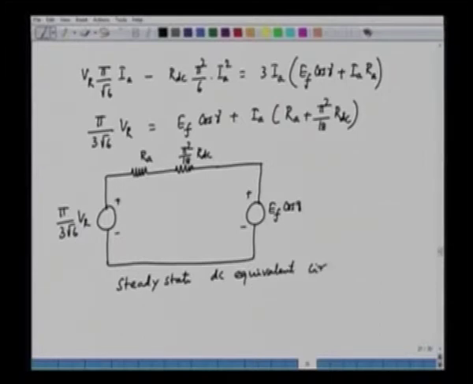Now, this DC equivalent circuit will be sufficient to find the steady state torque and steady state speed. If we are only interested in the steady state response, meaning steady state speed and steady state torque, we do not consider the transient conditions, and this equivalent circuit is going to give us the steady state response of the CSI fed synchronous motor drive. Now, this resembles that of a DC machine.